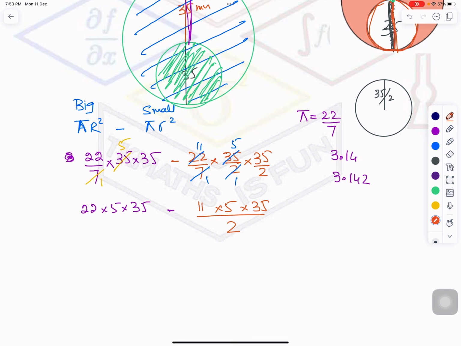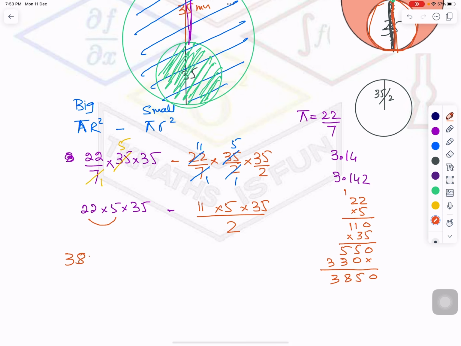So now you will straight away multiply 22 by 5 and then multiply by 35. Very simply. Nothing is wrong here so far. So what did I get? 3850. So this is the area of the big circle. From this we are subtracting the area of the small circle, which is white in color. That was the hollow in the pendant actually.